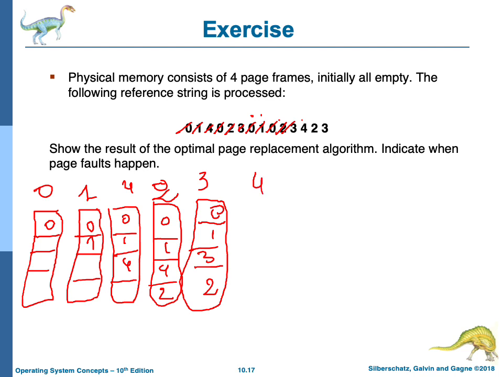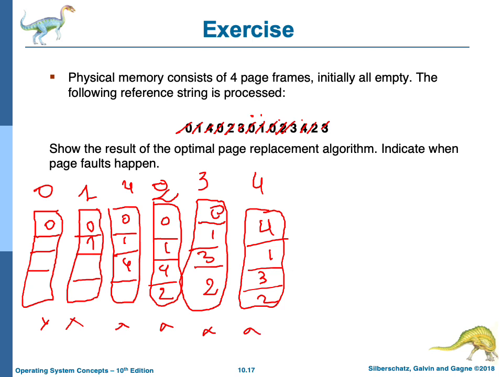Now page 4 is not there, and our candidates are 0, 1, 3, and 2. So we have 2 and 3 referenced soon, so we have either 0 or 1 that will not be referenced anytime soon, so we can randomly pick 1 to replace. The next is 2, already in memory, and 3 is already in memory. So the number of page faults here is 1, 2, 3, 4, 5, 6 total page faults.